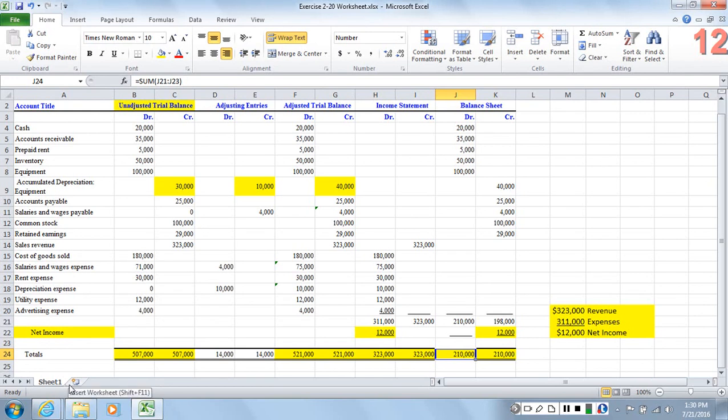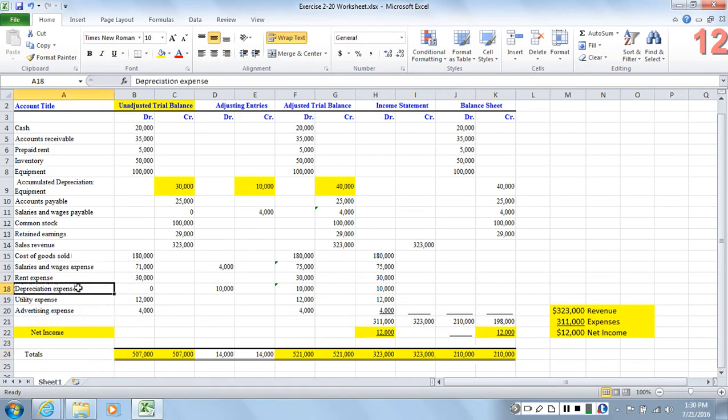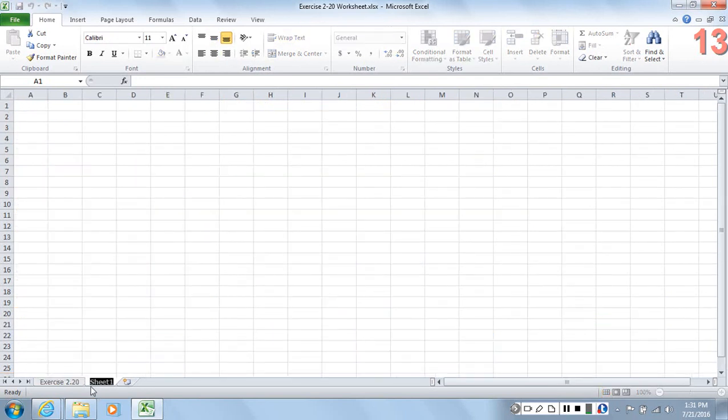Down at the bottom, I've got this just labeled sheet 1. I could rename it if I wanted to. Let's just call it exercise. Okay, so we're going to rename this exercise 20. So if I had multiple sheets, I'll just click here on another one and it gives me another sheet. And I can go back and forth between the two. So back to my original, if I wanted to do some more work here.